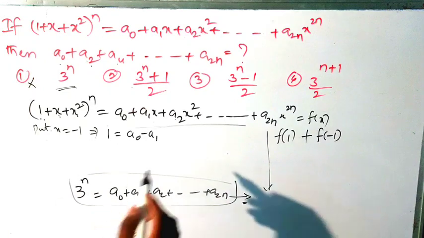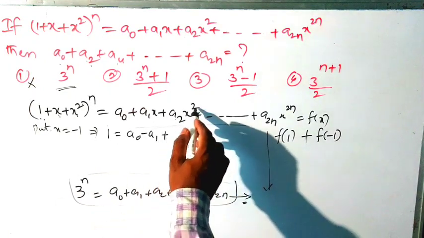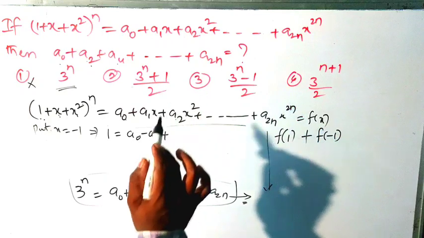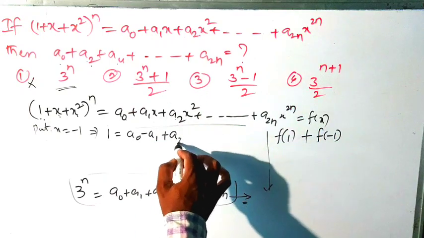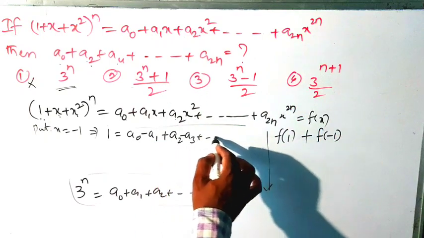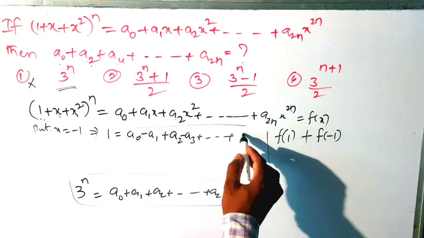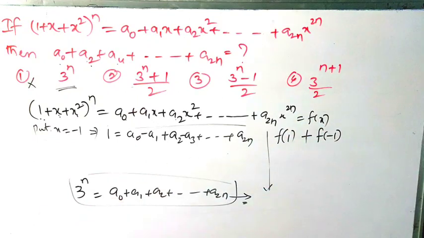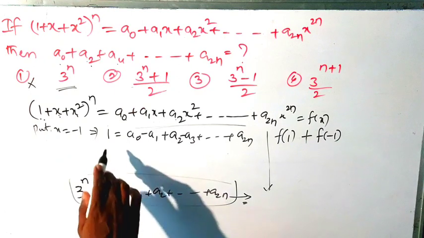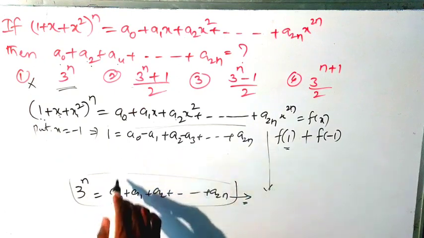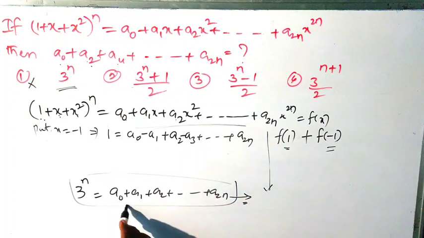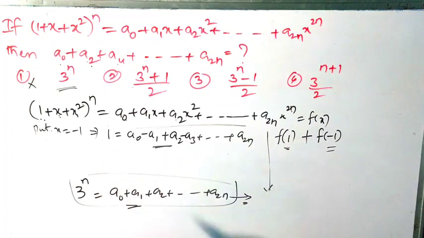Okay, next, plus a2 into minus 1 whole square, which is nothing but plus 1. So plus a2 we get here, and minus a3 like that. Since 2n is an even number, we get a2n plus a2n here. So when we are adding these two cases, f of 1 and f of minus 1.